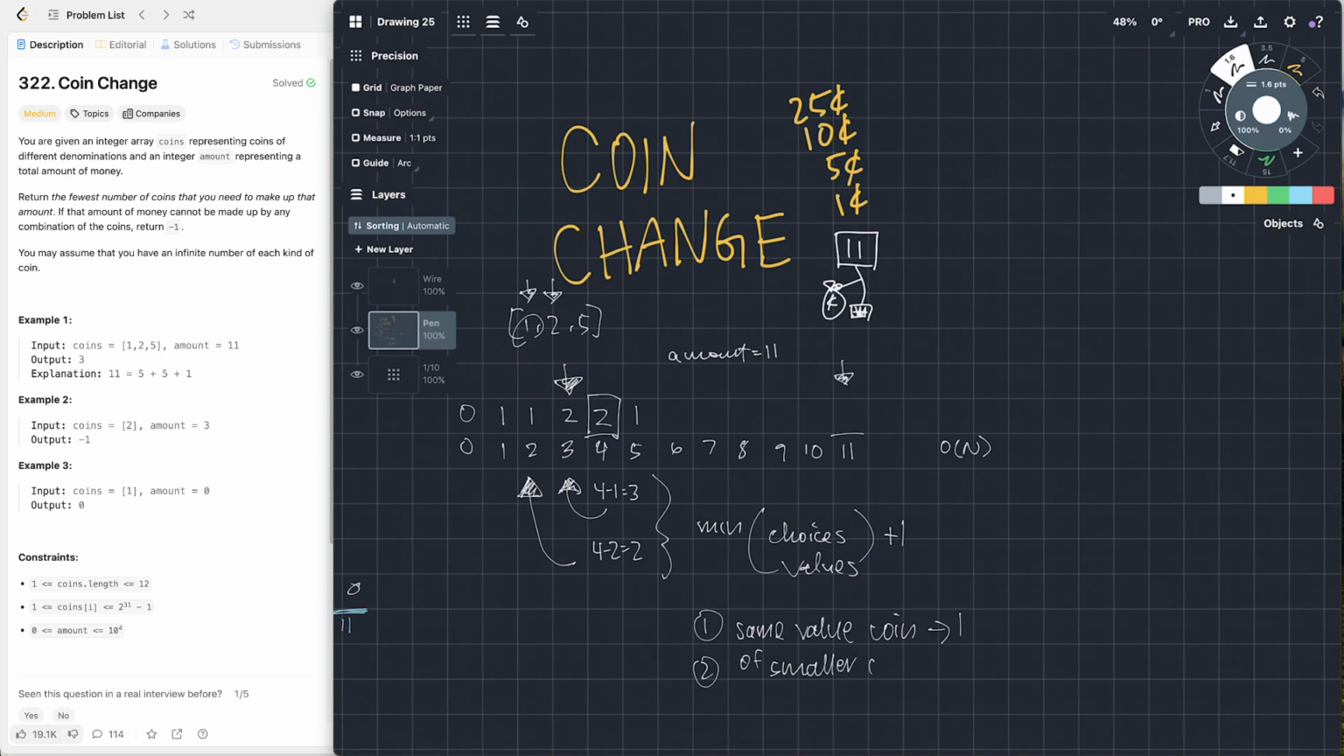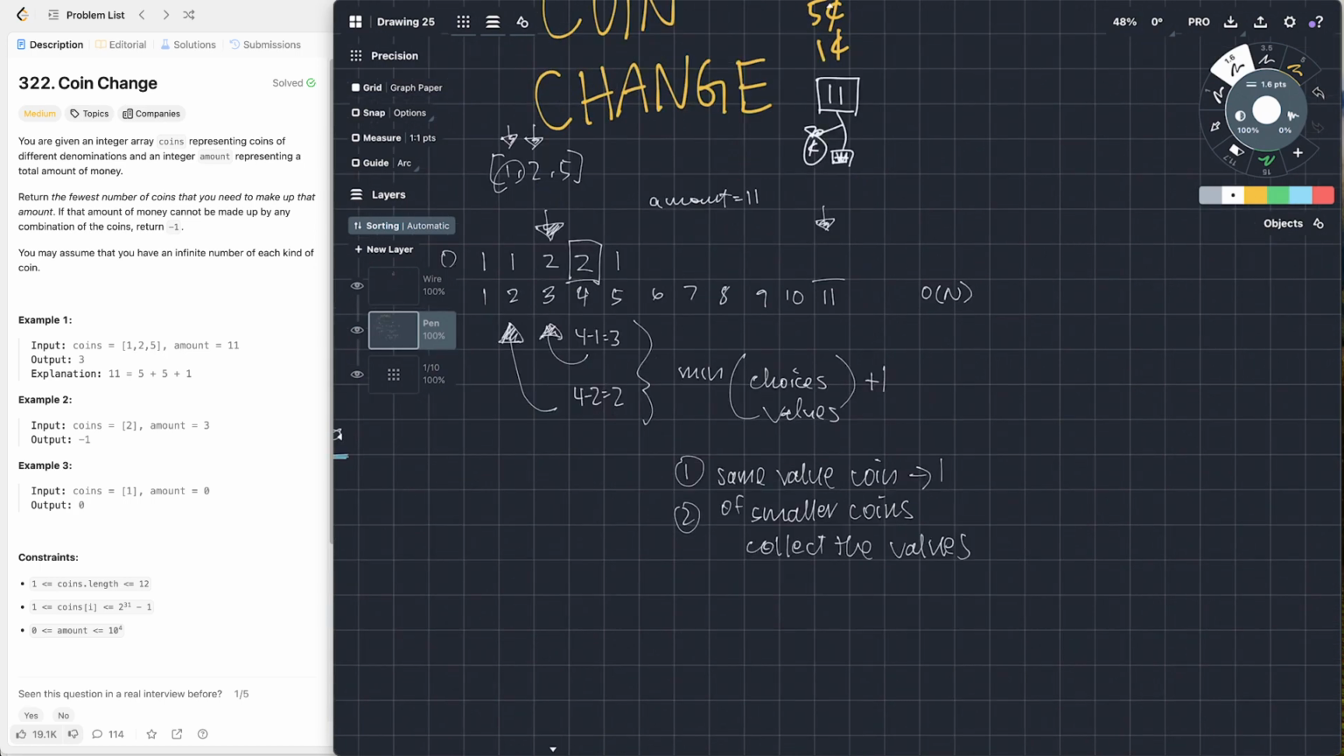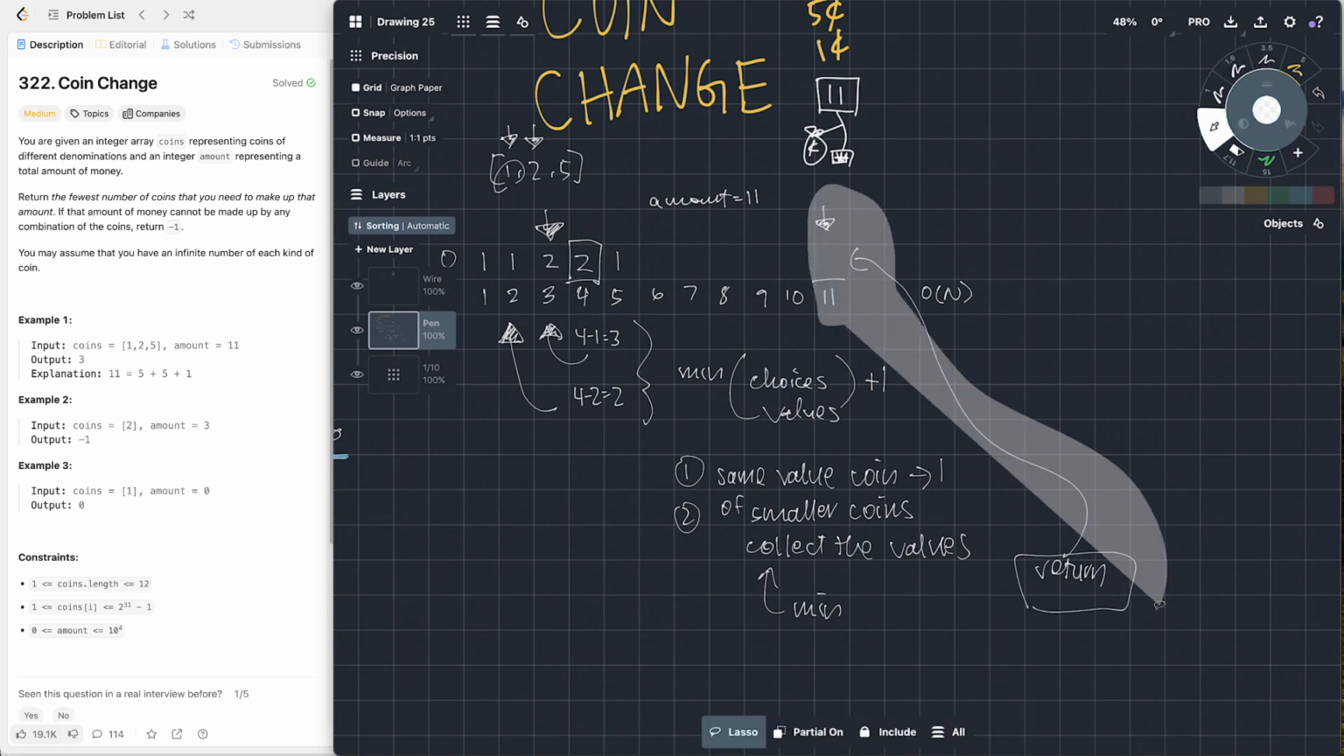collect the values, and then of these, we get the min. We set the min. And at the very end, we return this position. Go ahead and make that green. At the very end, we return this position.